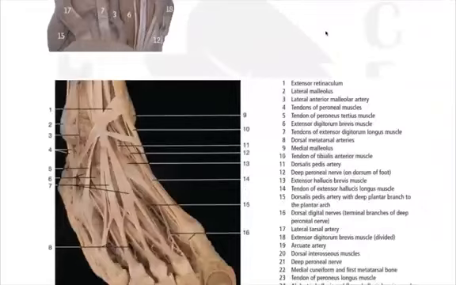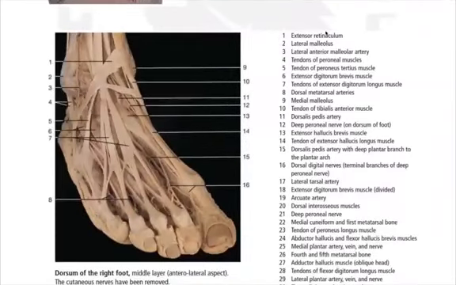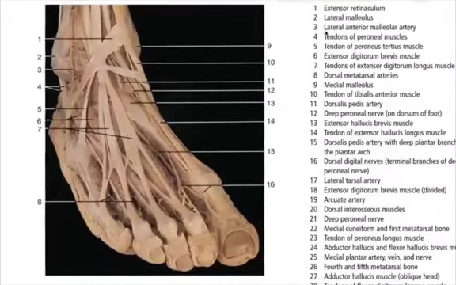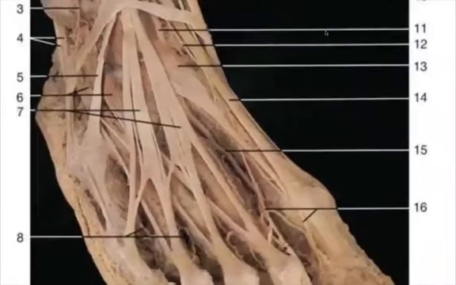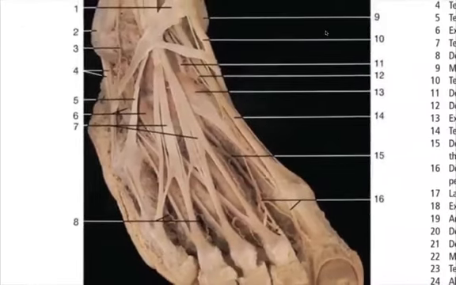All right. From this picture again, you have to identify the same tendons, but mostly the extensor hallucis longus. Can anyone tell me which one is the extensor hallucis longus? 14. Fantastic. Extensor hallucis longus is 14. Now it's very easy, right?